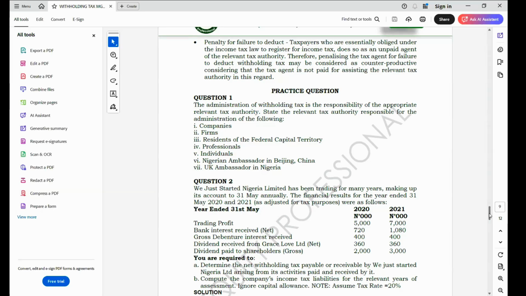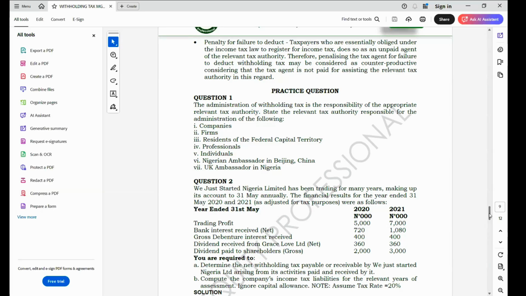So what the law says is that anybody engaged in business who operates the PAYE scheme, if you are engaged in business and you have employees, that means you are going to be keeping records of your activity. You are expected to deduct withholding tax.